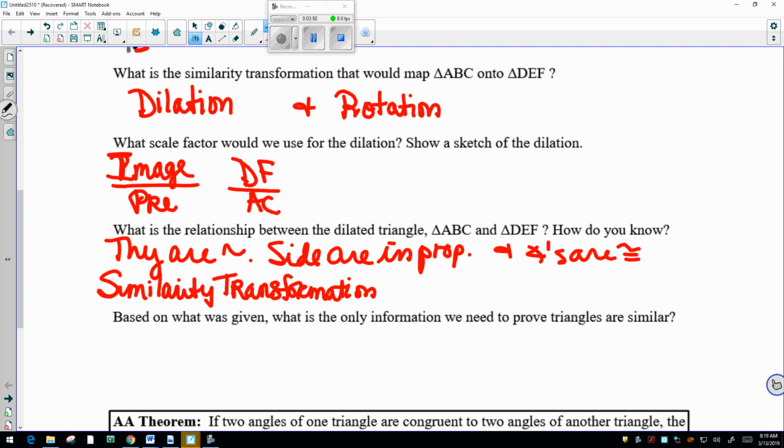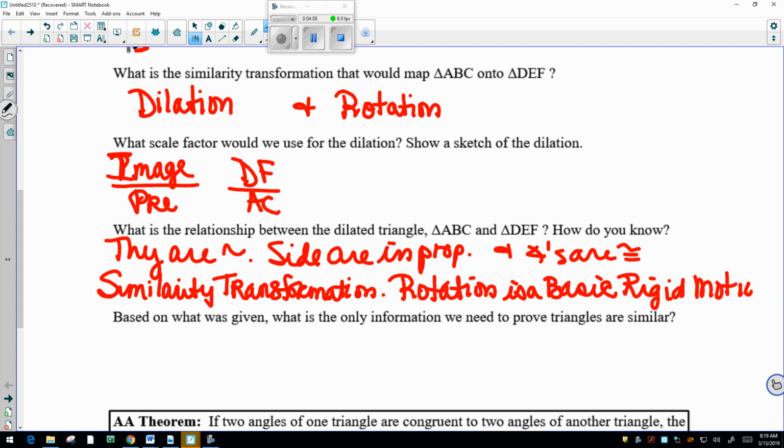But then if I took a look at that second one that we did, so once I know my sides are in proportion, angles are congruent, once we did our rotation, a rotation is a basic rigid motion. And we know that that means it does not change the size or the shape. So once we took ABC and shrunk it down to be the exact same size as DEF, I still had to do a rotation, but a rotation being a basic rigid motion, it's not going to change the shape or size. So therefore, I could show you that those two triangles could map one right on top of each other.